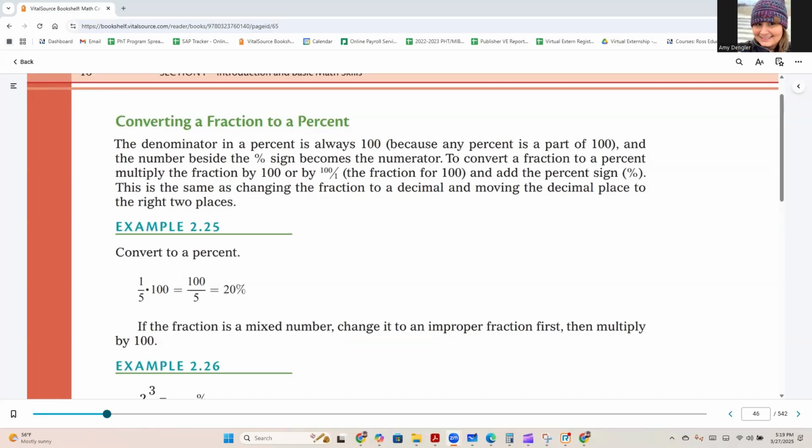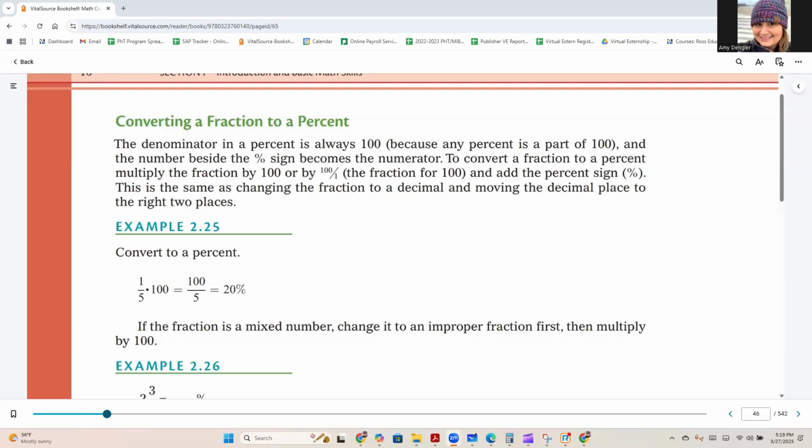Converting a fraction to a percent. The denominator in a percent is always 100 because any percent is part of 100. And the number beside the percent sign becomes the numerator. To convert a fraction to a percent, multiply the fraction by 100 or by 100 over 1, a fraction for 100, and add the percent sign. This is the same as changing the fraction to a decimal and moving the decimal place to the right two places.